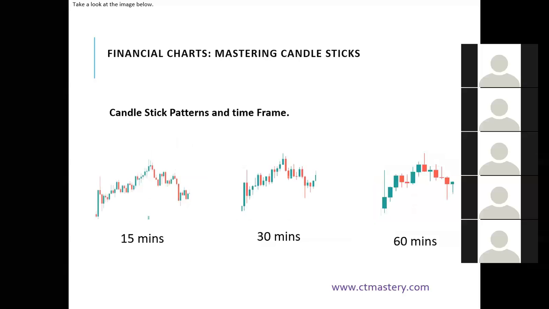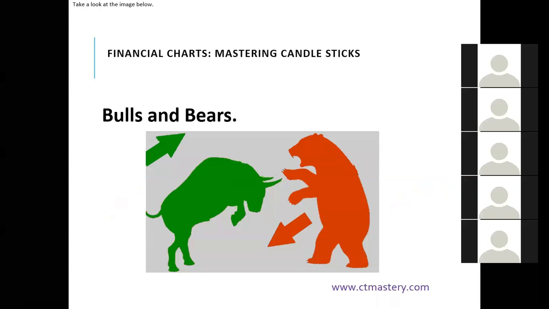Then we talked about candlestick patterns and time frame, and we said that candlesticks are fractal. In other words, a 60-minute candlestick can be broken down into two 30-minute candlesticks or four 15-minute candlesticks. Then, to further help us understand candlestick patterns, we talked about the bulls and the bears.